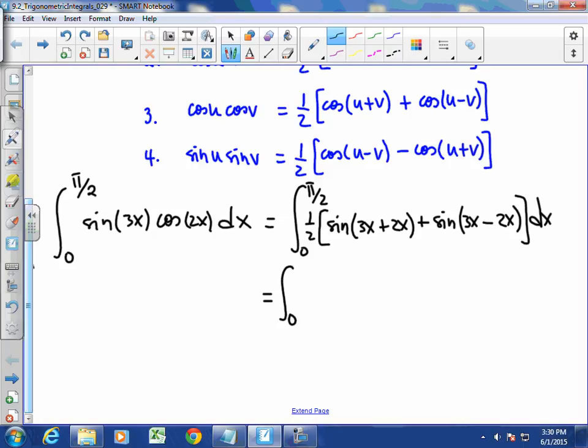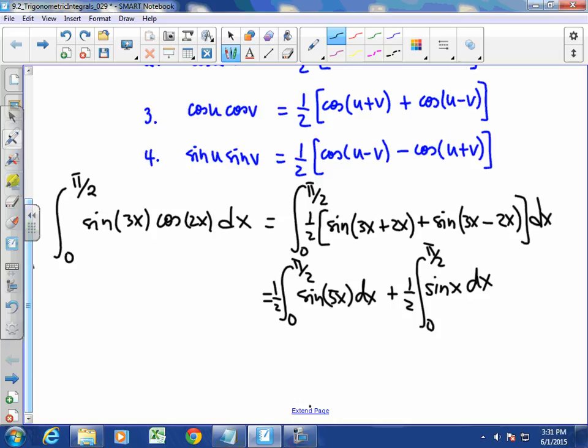Simplifying this, 1/2 can go out of the integral from 0 to pi over 2. 3x plus 2x is 5x, so sine of 5x dx, plus 1/2 of the integral from 0 to pi over 2, and 3x minus 2x is just x, so sine of x dx.